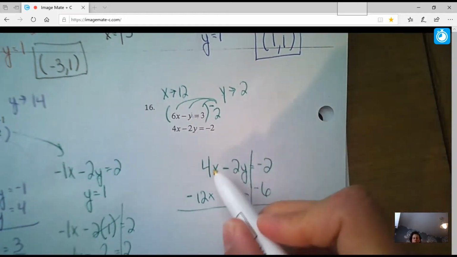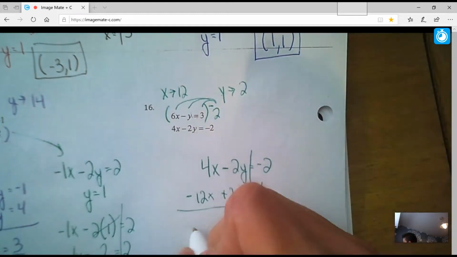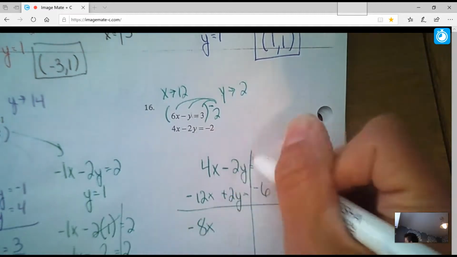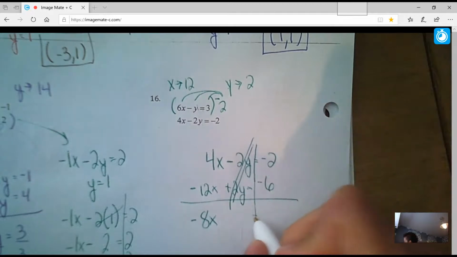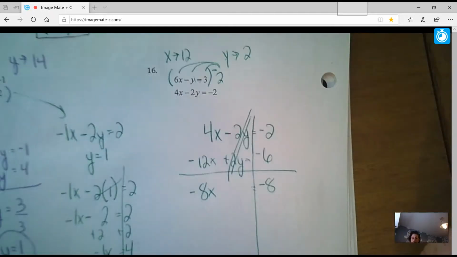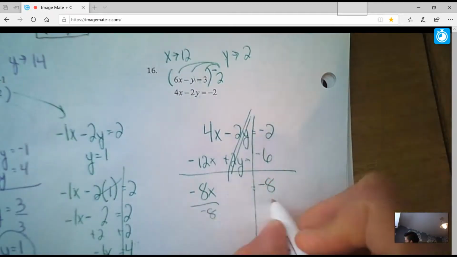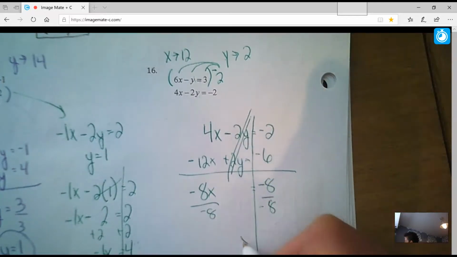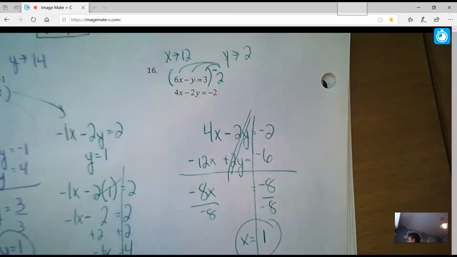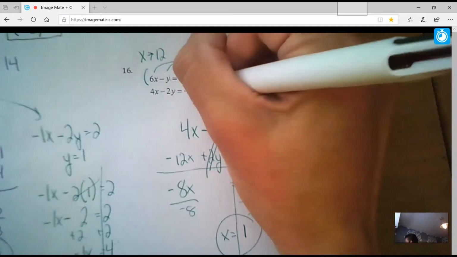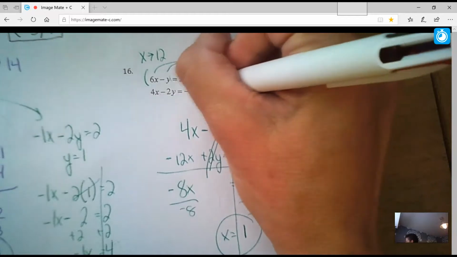So when I add the x's, 4 and negative 12 becomes negative 8. The y's will cancel each other out. When I add up those numbers, I get negative 8. And now quickly divide by negative 8 to solve for x. And when you do that, you get 1. And now when I go back and I decide, well, which problem do I want to put x back into? You know, I don't know really which one's better. I think I'm going to put it in the bottom one.